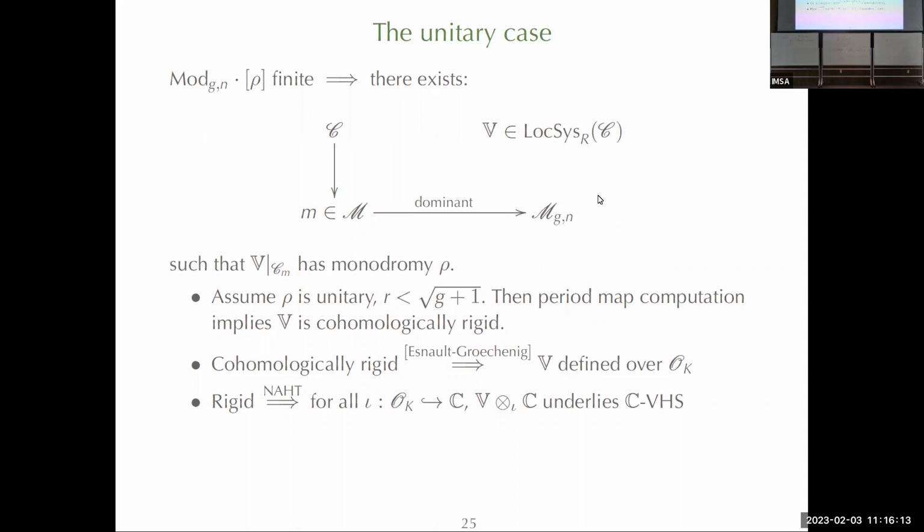So if you start with something rigid and then you Galois conjugate it, then it's rigid. But are you asking about the period map computation?